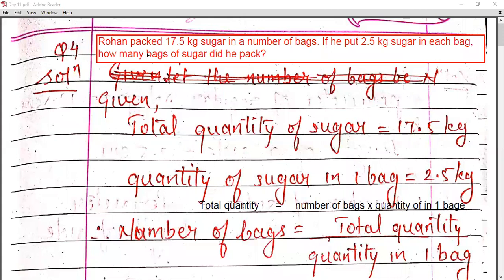Starting off with question number 4, Rohan packed 17.5 kg sugar in a number of bags. That means the total quantity of sugar is given as 17.5 kg. Here we don't know how many bags Rohan has used. If we put 2.5 kg sugar in each bag, that means the quantity of sugar in one bag is 2.5 kg. We need to find how many bags of sugar he packed.